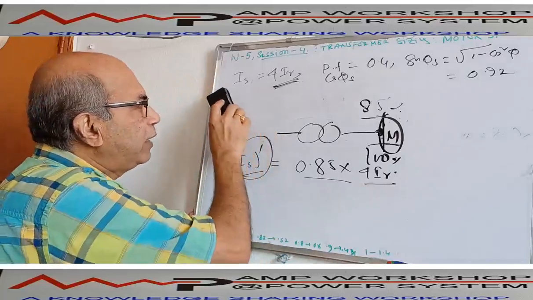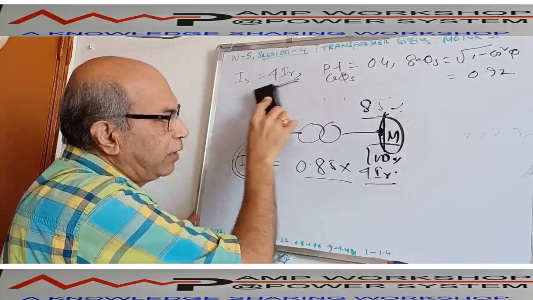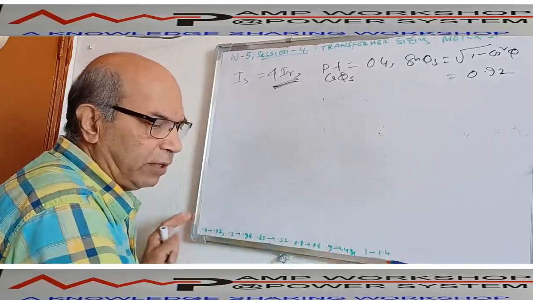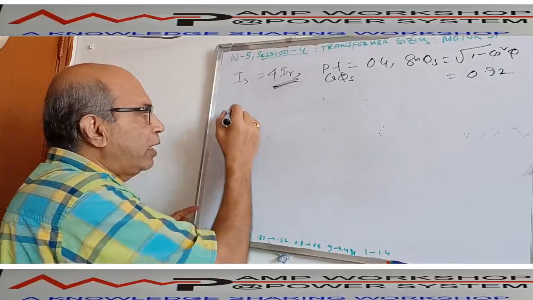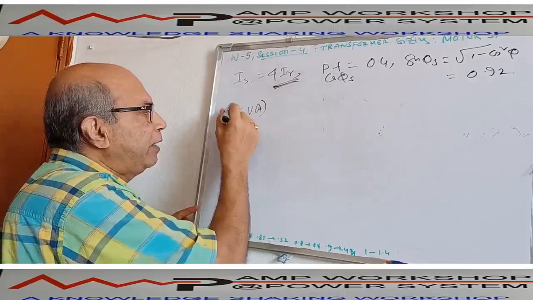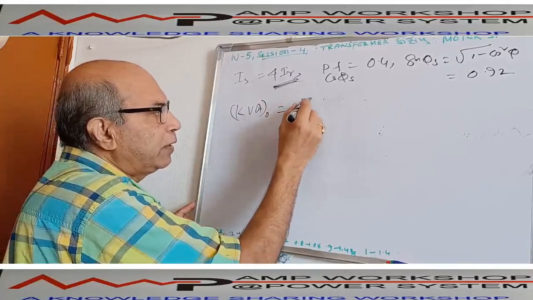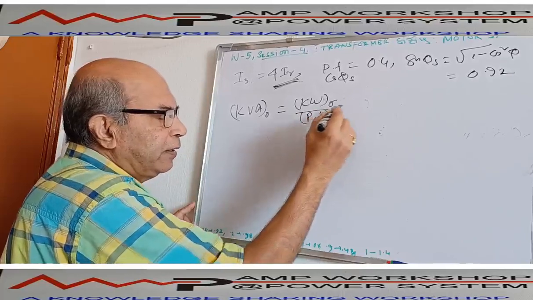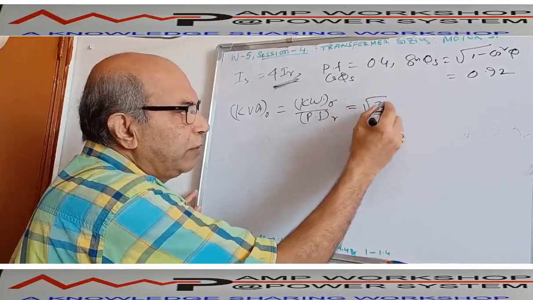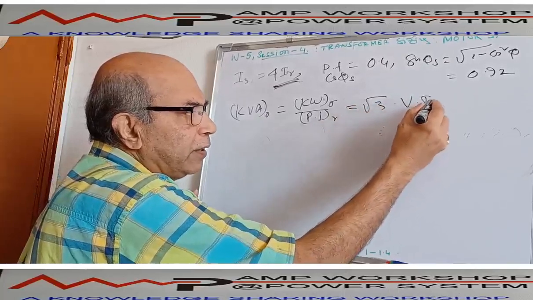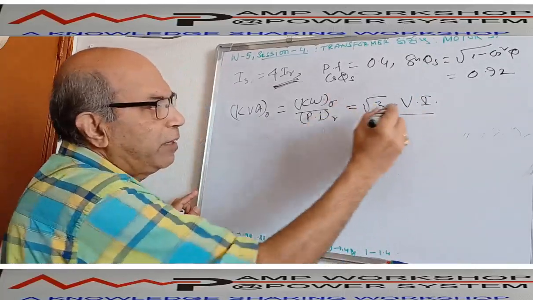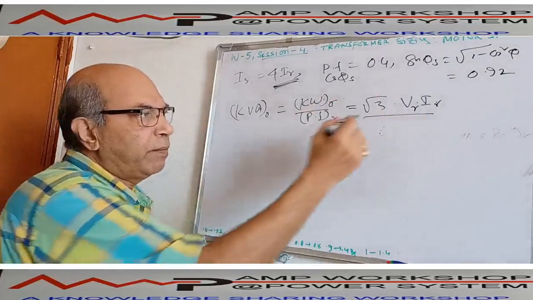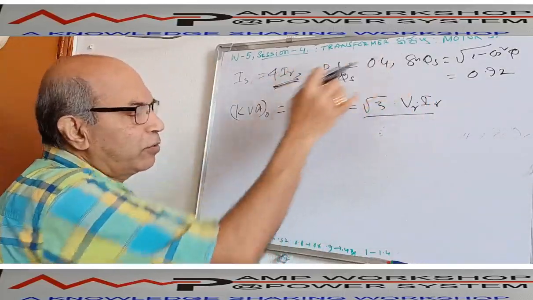Now, how do we calculate the starting kVA? Before that, what will be the running kVA? We have already calculated the running kVA. It is equal to kilowatt running divided by power factor running. We can also calculate it as root 3 into voltage into current. This is the rated voltage and rated current, which is the motor kVA. From the voltage and current, we can calculate the current for the motor kilowatt.